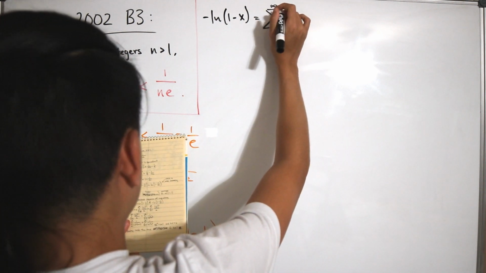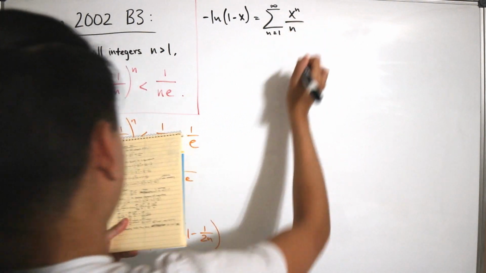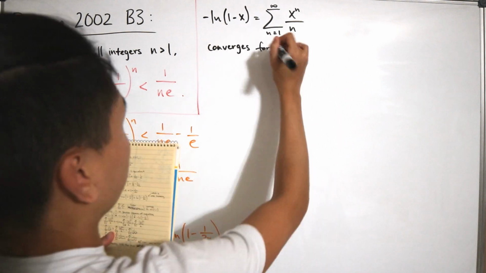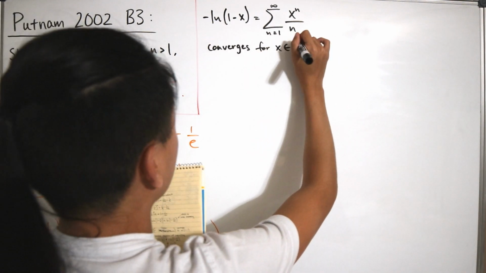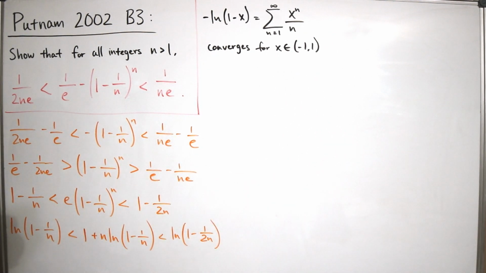So this is an infinite series starting with n equal to 1 of x to the power n, divided by n. And of course, this is going to be convergent for x in the open interval from -1 to +1. And so that's nice that that holds. So we'll be using that.